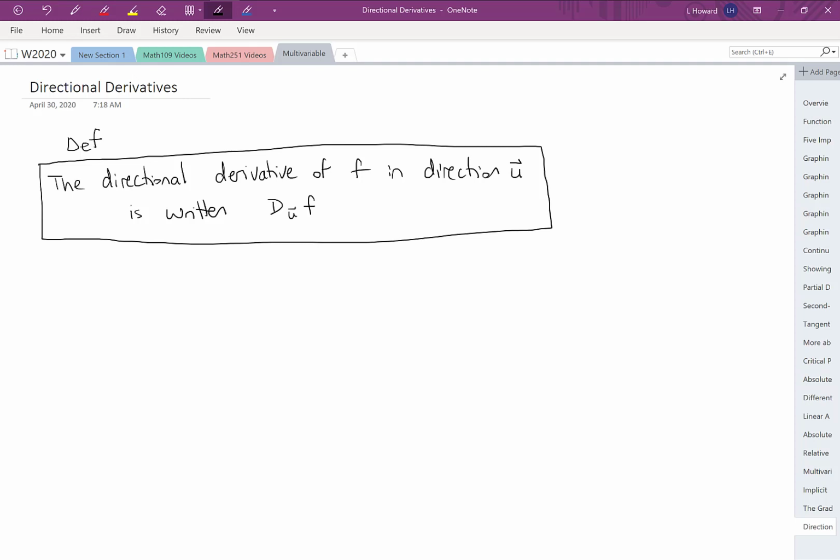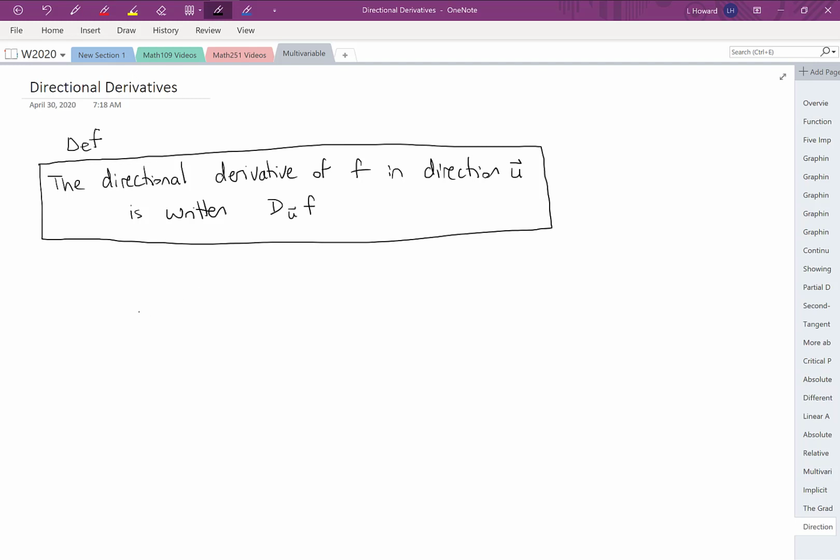In this video, we're going to take a look at directional derivatives. So first, let's define what a directional derivative is. We're going to talk about the directional derivative of a function f in a certain direction given by vector u. The way we're going to write that directional derivative, we write capital D, with a subscript describing the direction vector u, and then we write the name of our function.